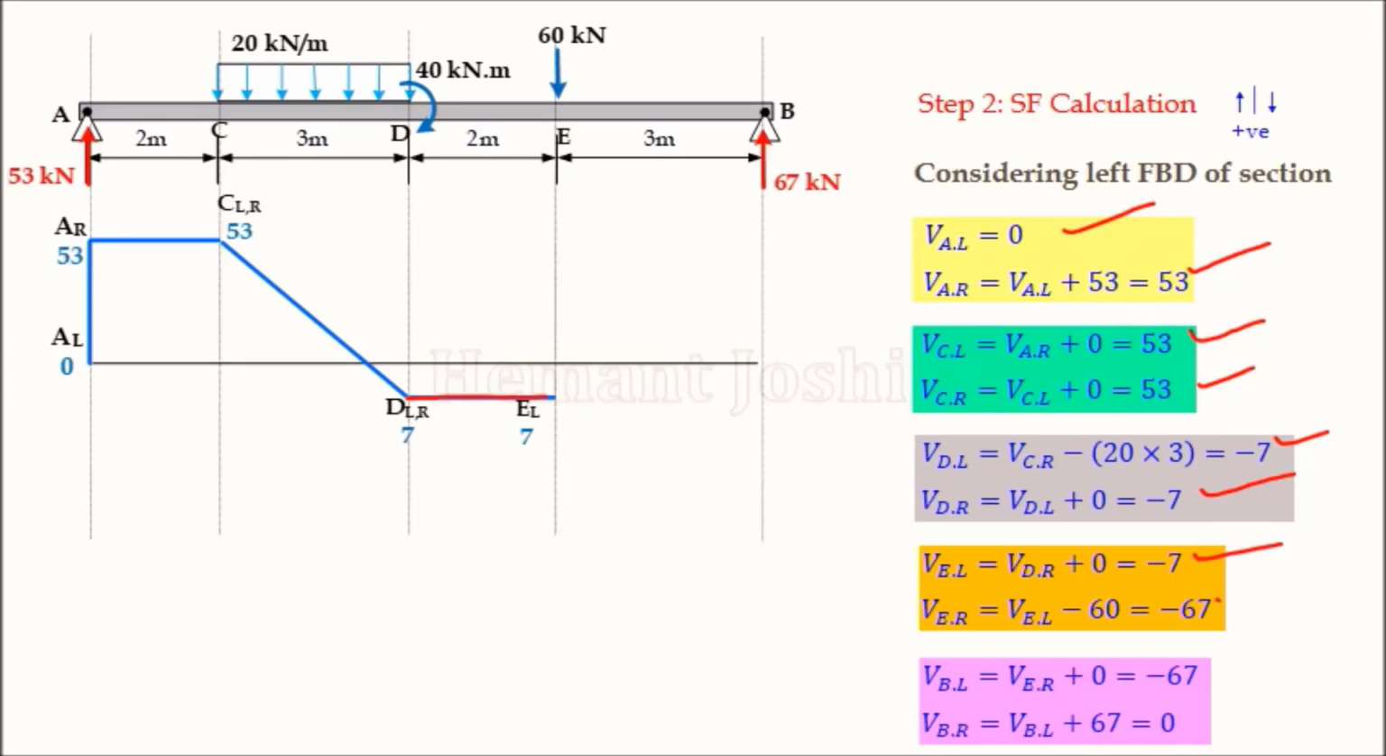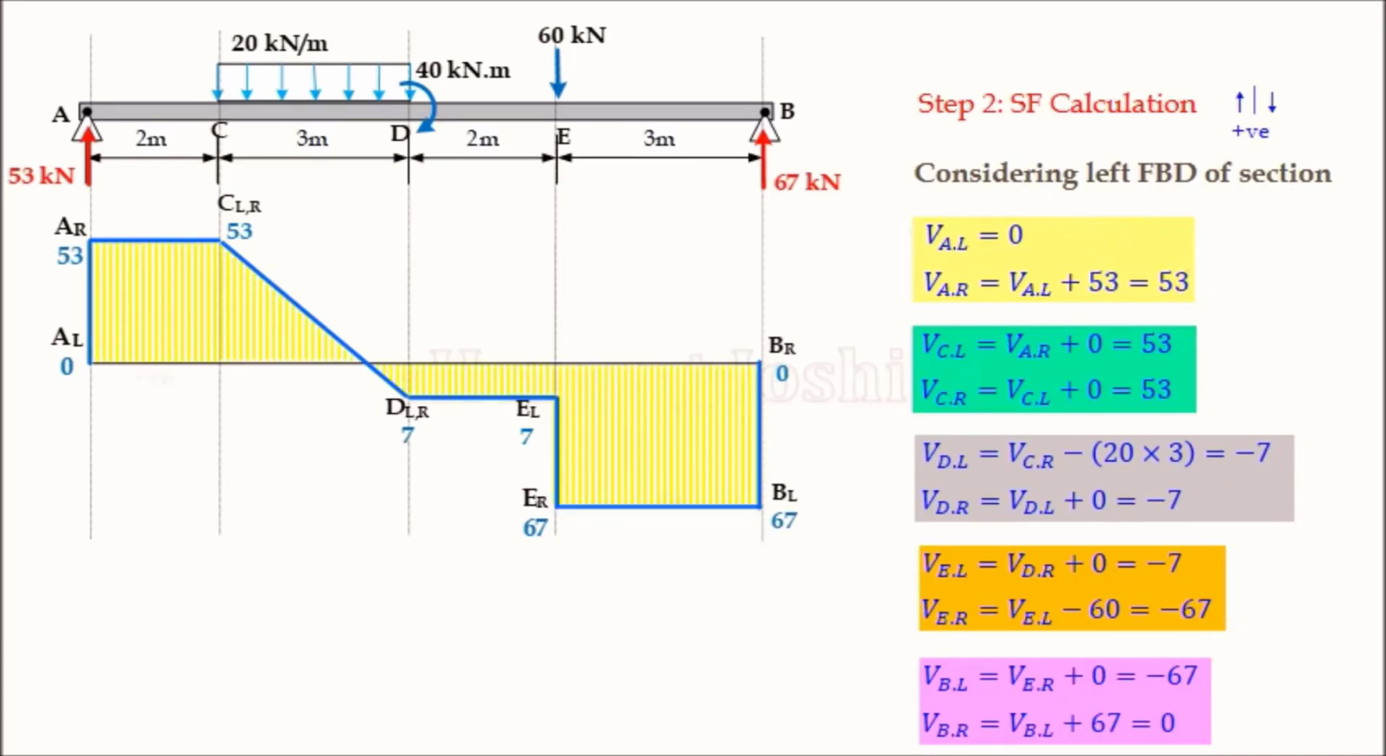After E left, next point is E right. So on the same E, it is minus 67. So it is plotted like this. This is E right, minus 67, join these 2 points. Once these 2 are plotted, next point is B, last point. Again minus 67. So it is plotted here. B left is minus 67, join these 2 points. And last is B right, it is 0. So this point is there, B right. Join these 2 points. This way I am completing my shear force diagram, right?